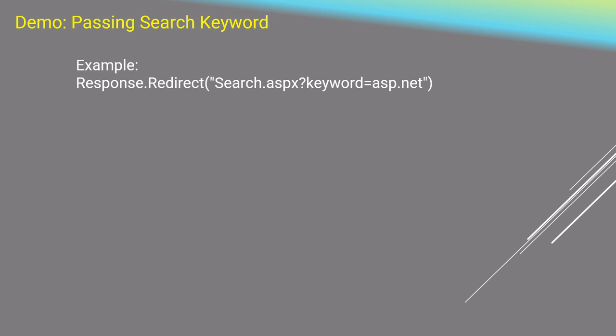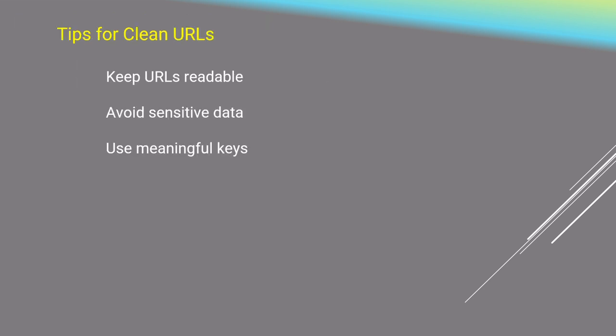A common use of query strings is in search pages where the user's keyword is passed via URL. The search page then reads the keyword and displays filtered results. Make your URLs readable and meaningful for better user experience and SEO. Avoid cluttering the URL with unnecessary data or sensitive information.